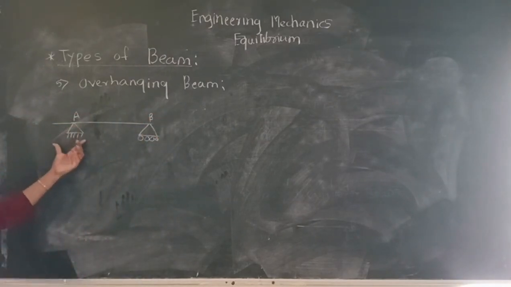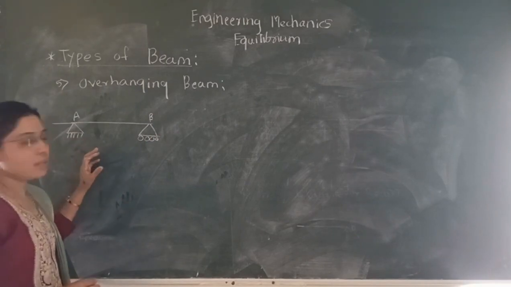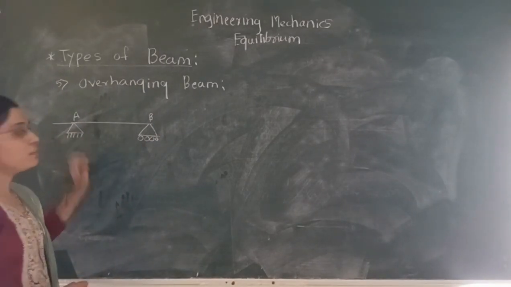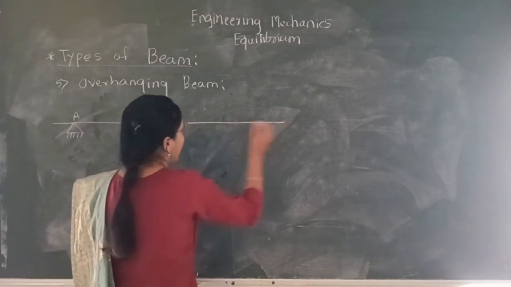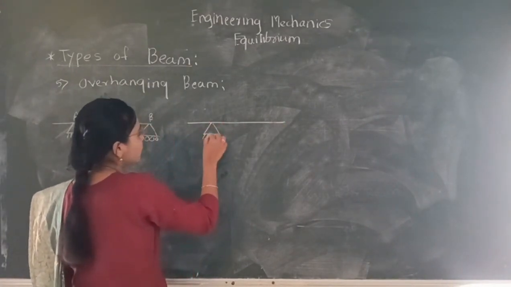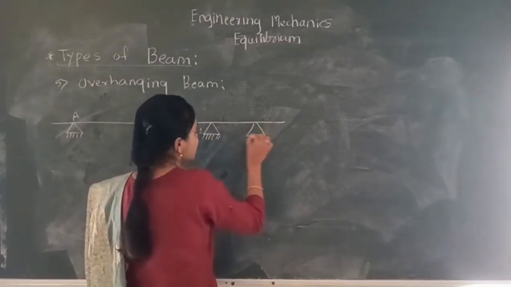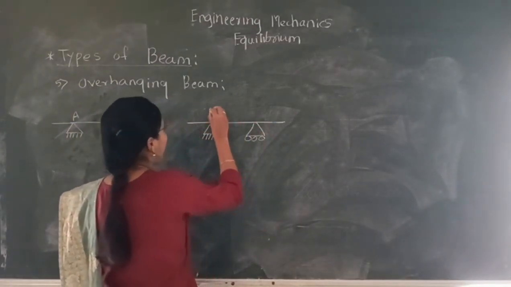So this is an example of singly overhanging beam as only one portion of beam is overhang. And this is an example for doubly overhanging beam as both ends of beam are overhang.